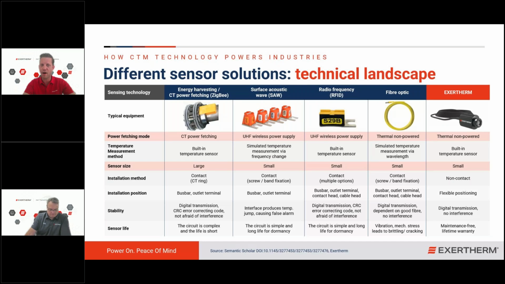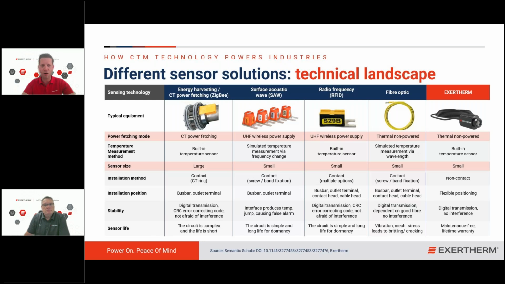Sensors that have to make contact with the power parts, with the main current carrying path, and sensors that are of non-contact, located in a safe distance away from the metering points, measuring points. There's differences in installation position. Some can be looking at bus bars or terminals, output terminals only. Some can be in flexible positioning, depending on the type of technology.